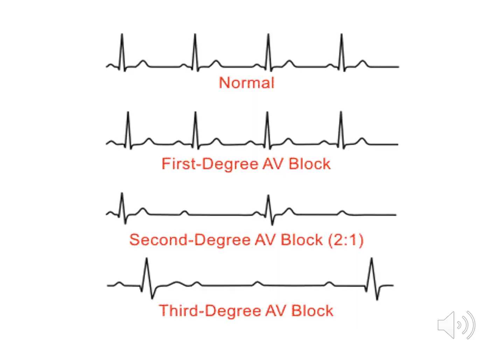In third-degree AV block, the block of conduction through the AV node is complete. Okay, so no impulses are actually making it from the atria into the ventricles.